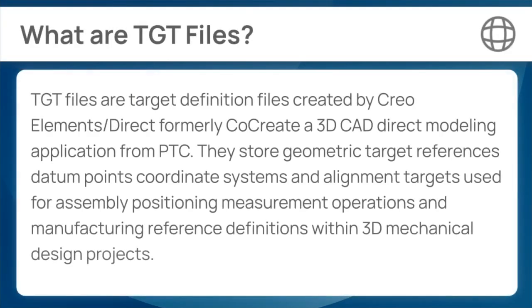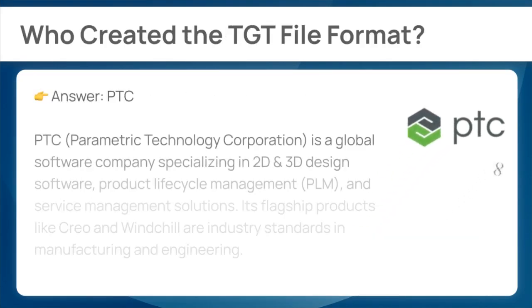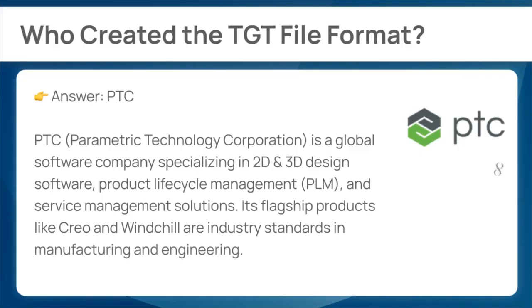TGT files are target definition files created by Creo Elements Direct, formerly CoCreate, a 3D CAD direct modeling application from PTC. They store geometric target references, datum points, coordinate systems and alignment targets used for assembly positioning, measurement operations and manufacturing reference definitions within 3D mechanical design projects.